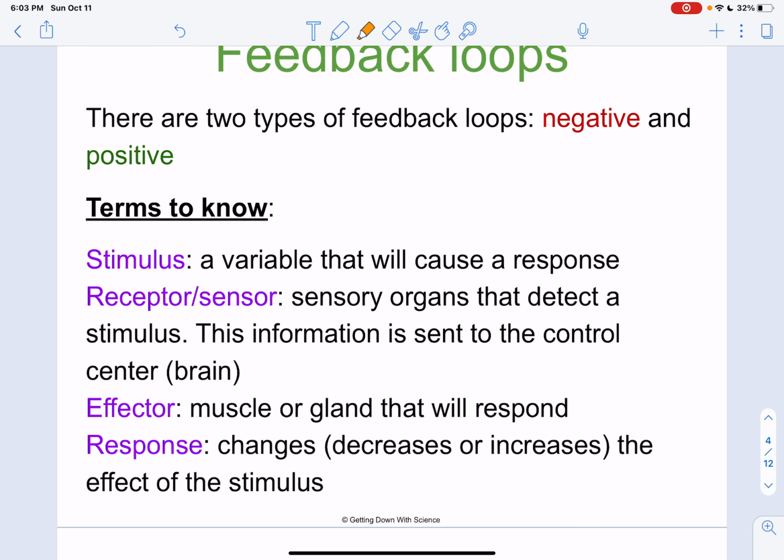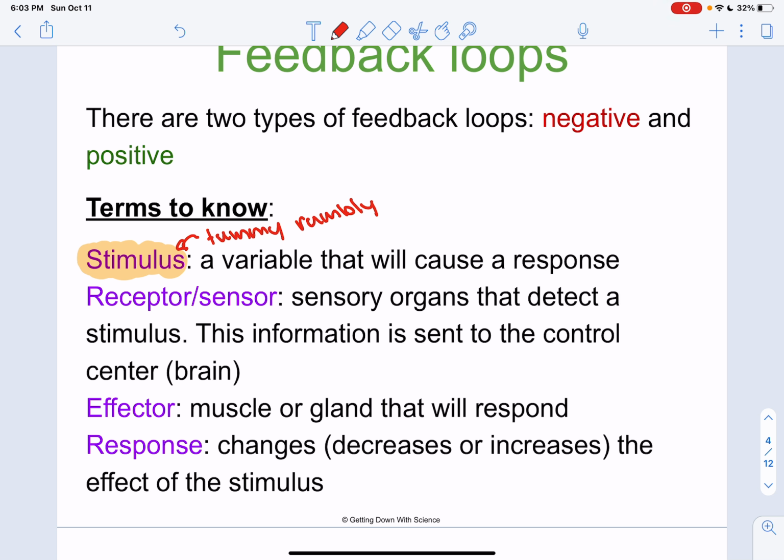So the first thing that we're going to talk about is a stimulus. A stimulus is a variable that will cause a response. For example, your stomach might rumble. That's a stimulus. Tummy rumbly. Yikes, I can't believe I wrote that. Tummy rumbly. Your stomach is hungry, and so your body's telling you to go eat.